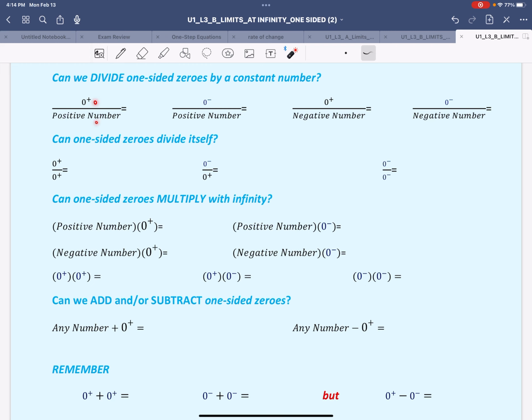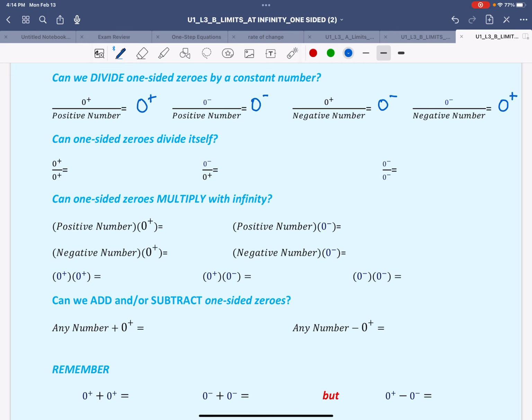So if you have a 0 plus divided by a positive number, then we still get 0 plus. 0 minus over a positive number, so we still get 0 minus. So remember that this can be indefinitely close to 0. Okay? And then 0 plus over a negative number, that's another 0 minus. 0 minus over a negative number, that would be a 0 plus.